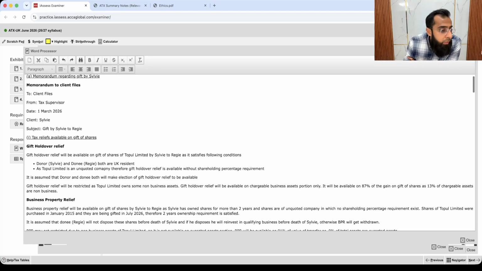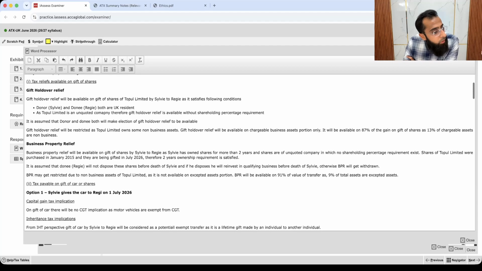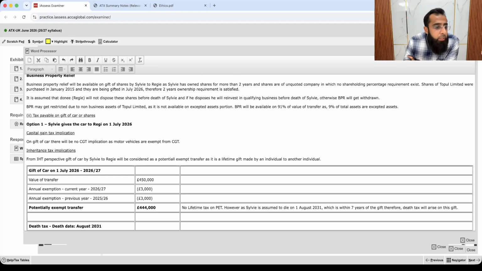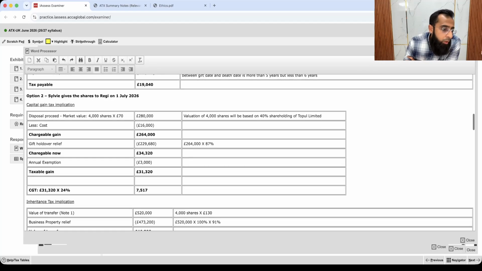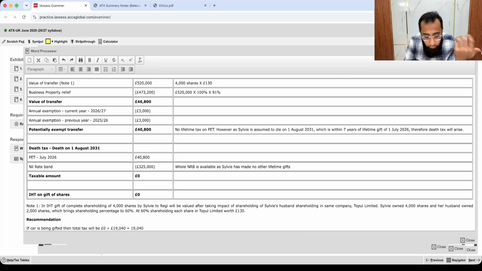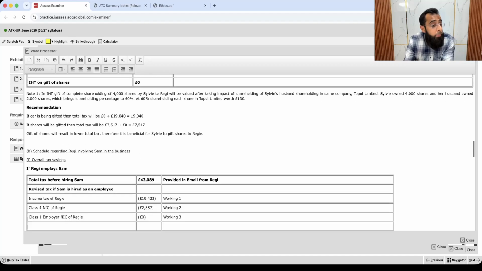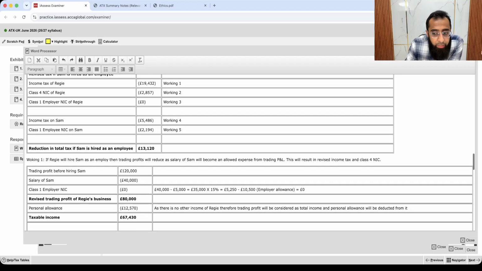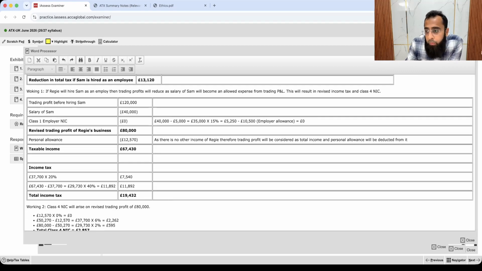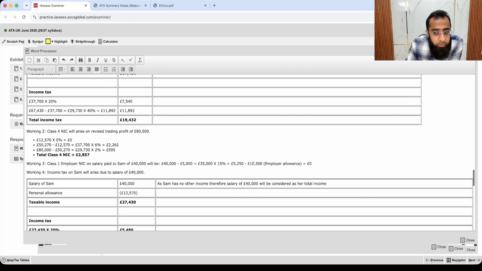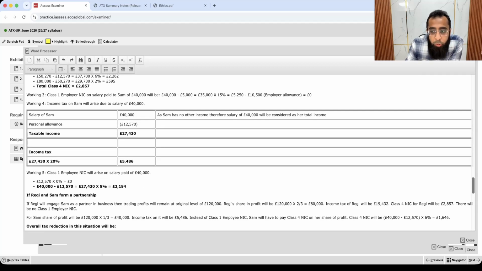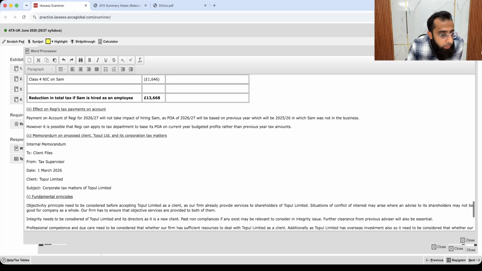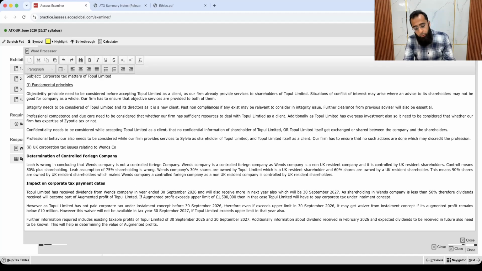If you look at this question as a whole, the first requirement was in relation to gift holdover relief and BPR. Then the tax implications, CGT and IHT implications, of gifting a car or gifting shares. I try to explain in as much detail as I can. Then hiring an individual as an employee, or hiring that individual as a partner, and the tax implications. The session is recorded, so you can watch it again. Then ethics, and then the requirement of control for income.